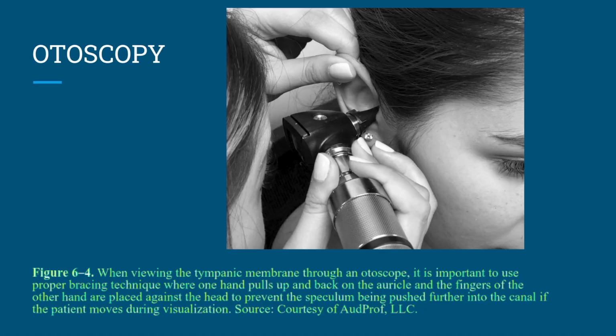So here's an image of a person just performing normal otoscopy, viewing the tympanic membrane through the otoscope. Bear in mind that you want to use proper bracing technique. You pull it up and back on an adult ear, and you place your fingers in a position where they can brace against the cheek in case the patient moves their head towards the otoscope so that you don't cause any injury to them.